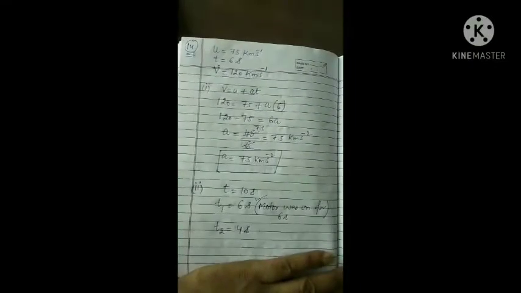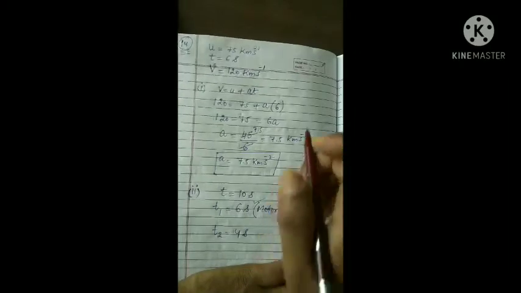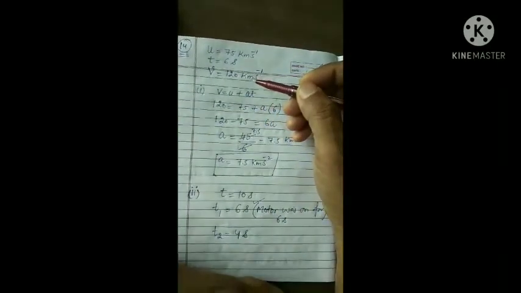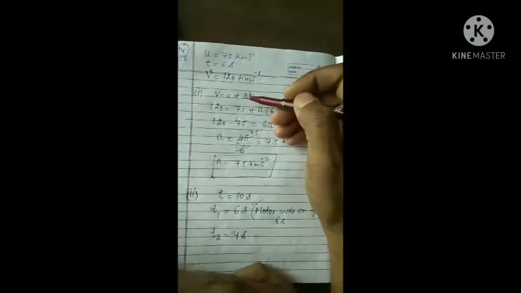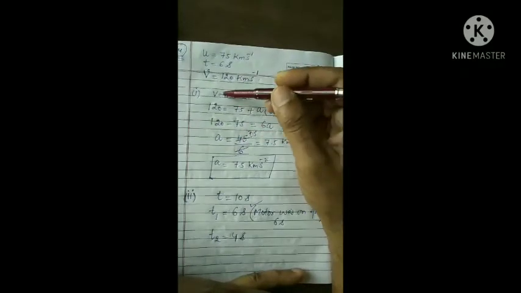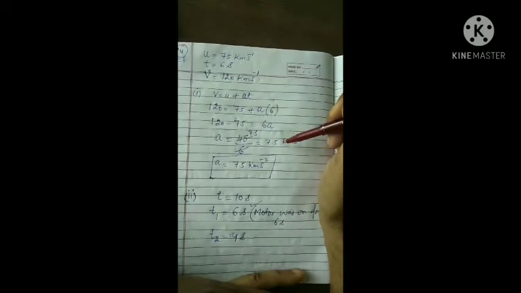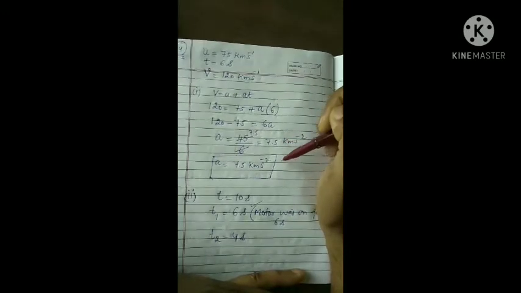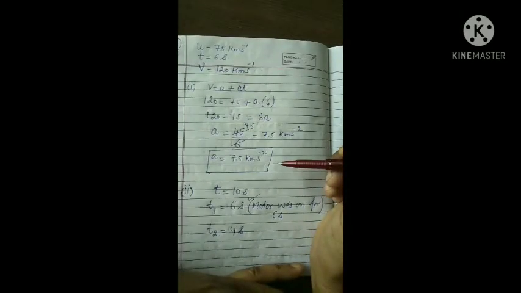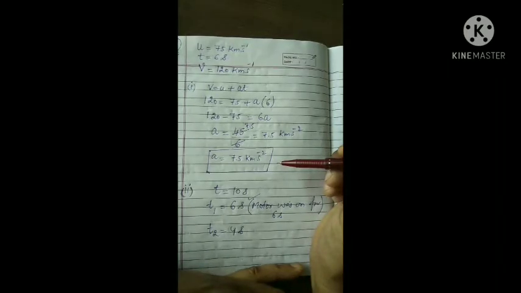Now 13 is homework for you. 14: u is equal to 75 km per second and time is 6 seconds. Velocity is 120 km per second. Now v is equal to u plus at. In that you have to find acceleration, that is 120 equals 75 plus a into 6, and acceleration is 7.5 km per second square. And in the second part, you have to find the distance traveled by the spacecraft in the first 10 seconds after the rocket motor was started.